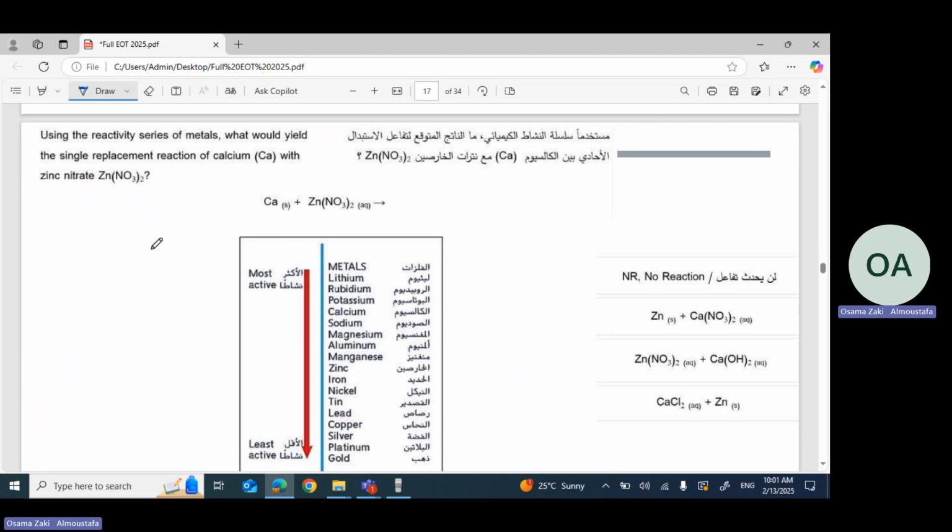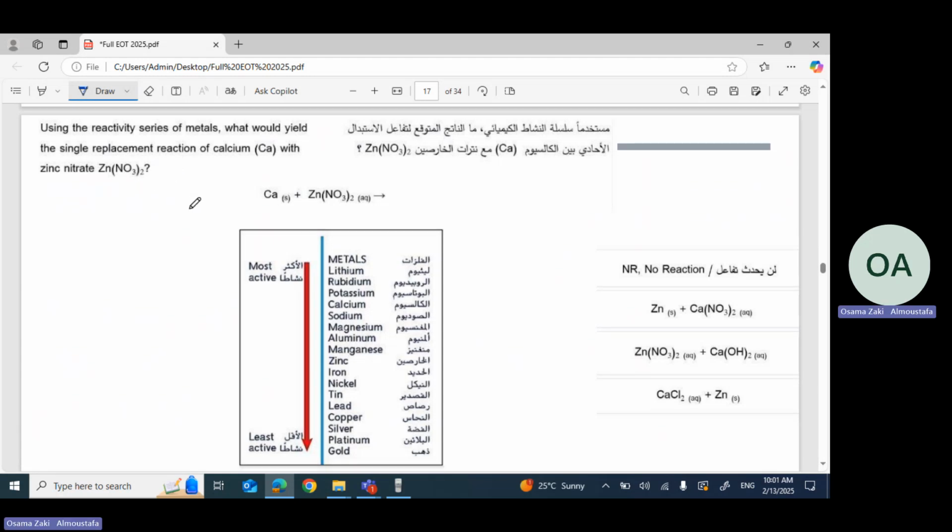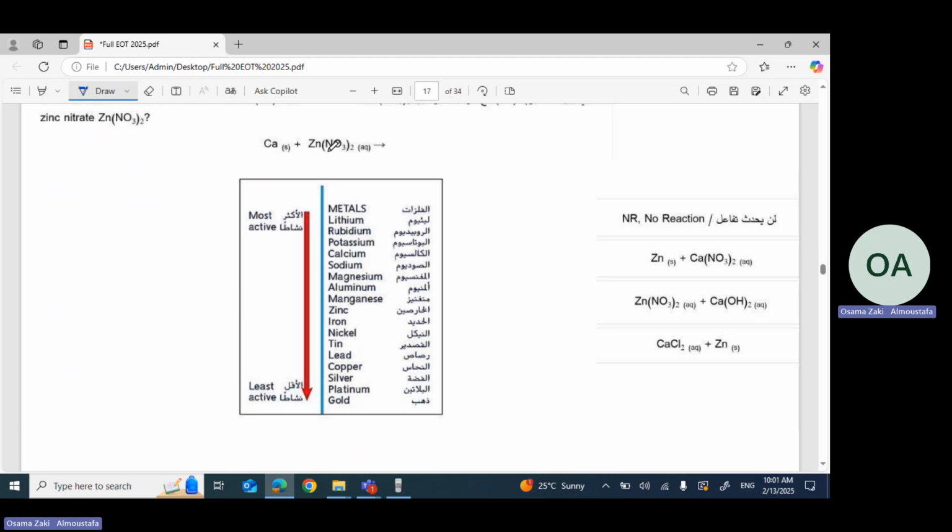Here we have this type of questions. Using the reactivity series of metals, what would yield the single replacement reaction of calcium, Ca, and ZnNO3? So this is the reaction Ca and ZnNO3. Let's check. Where is Ca? Ca is calcium. Where is calcium? This calcium. And Zn, which is zinc. This zinc. As you see, Ca is more reactive than Zn. So Ca will be able to kick out Zn. Okay, so Ca will kick out Zn.